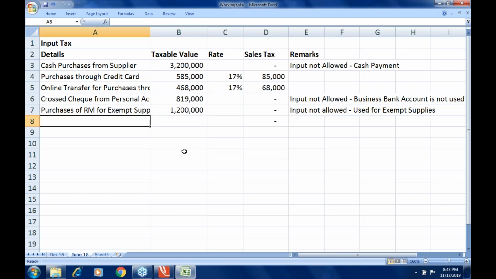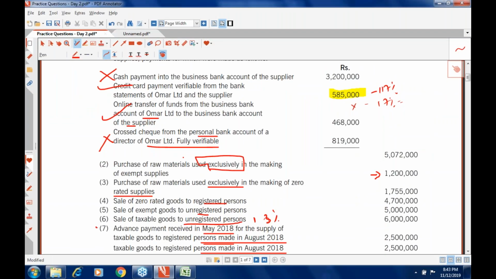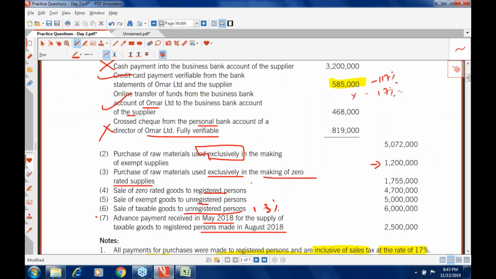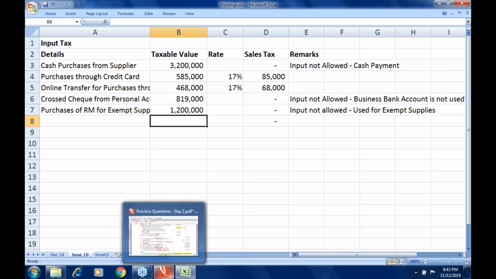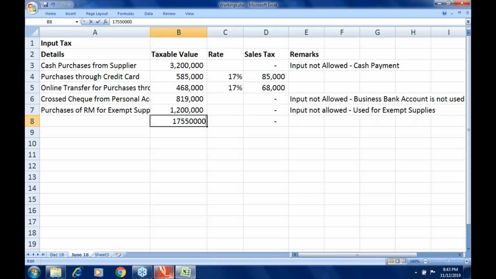Now what next is here? The next situation is, it says purchases of raw material used exclusively in the making of zero rated supplies. In fact, this was 1.2 million. This is 1,755,000. So purchases of raw material for zero rated supply. There is going to be an input and that input tax will be claimed. So we'll have this specific formula, which is going to be applicable here.